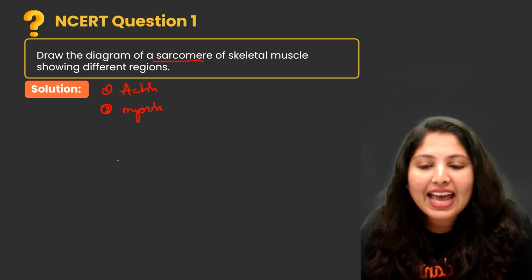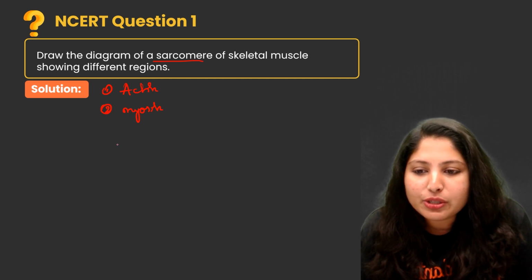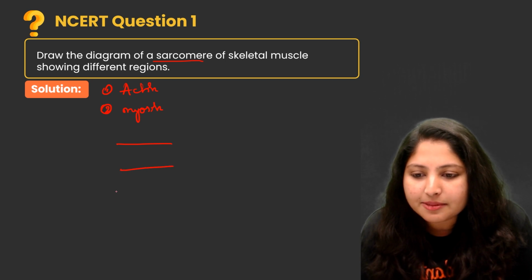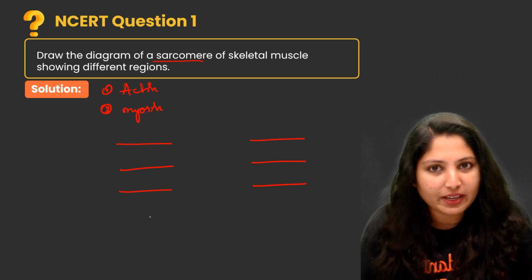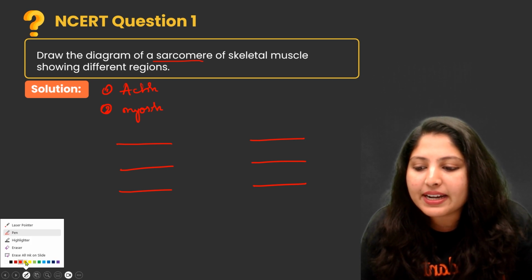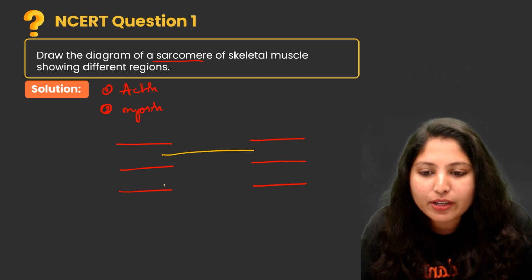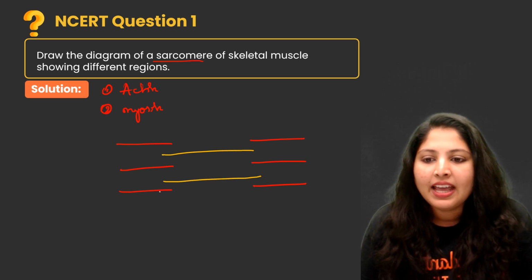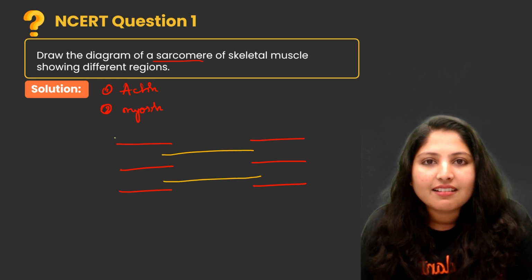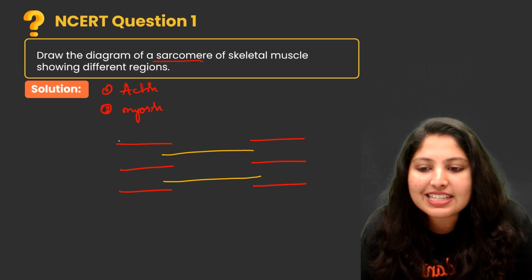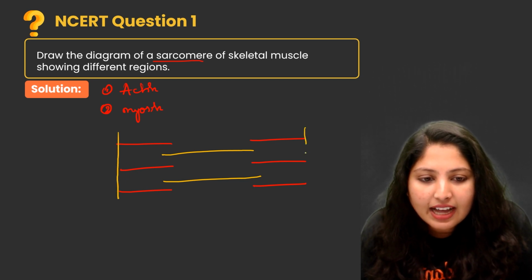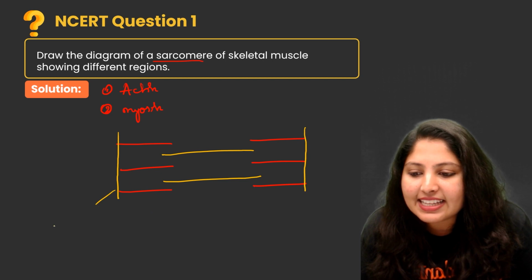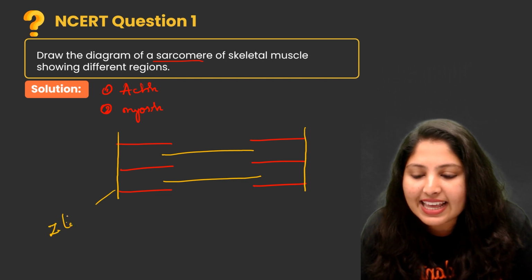The actin is present in two sets, on either side of the sarcomere. The myosin is present at the center. This region where the actin filaments are attached, containing a band, a line, is known as the Z line.